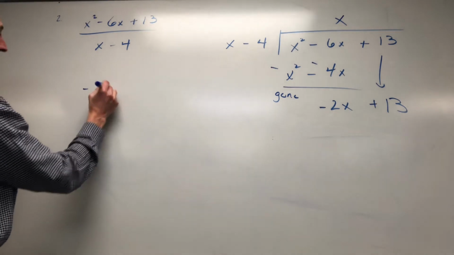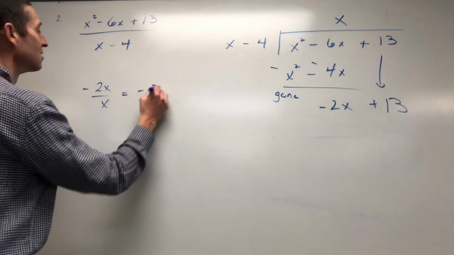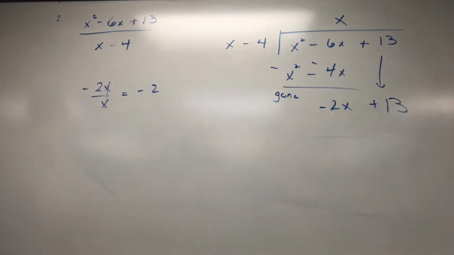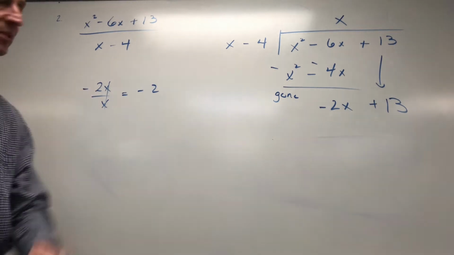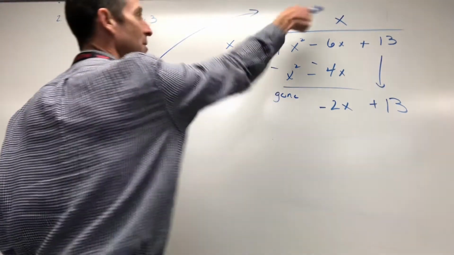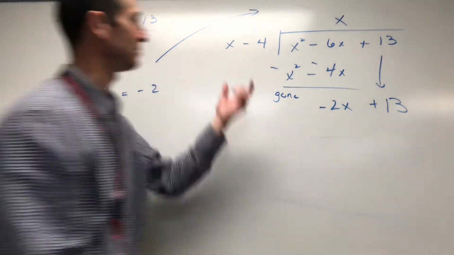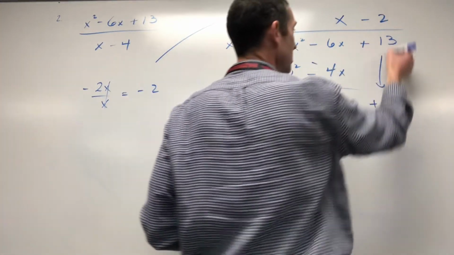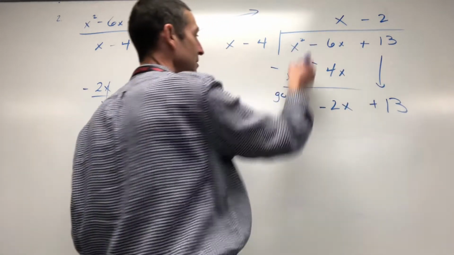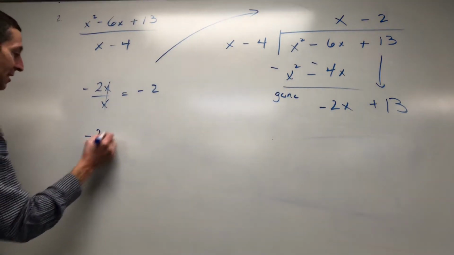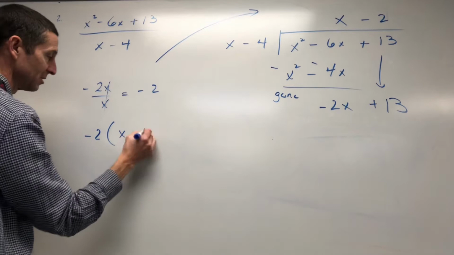Simplify. Negative 2x over x. Those x's cancel. I got negative 2. That negative 2 does two things. The first thing it does is come up here as a top row answer. Grab the negative 2, put it in, the number, not x squared. The second thing it does, it multiplies times our divisor.